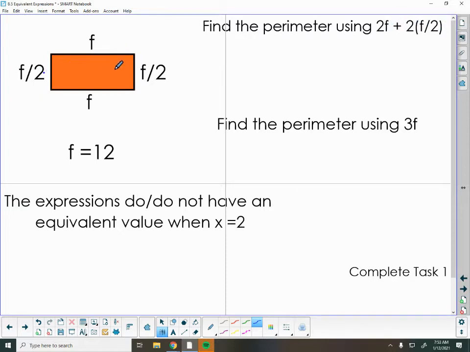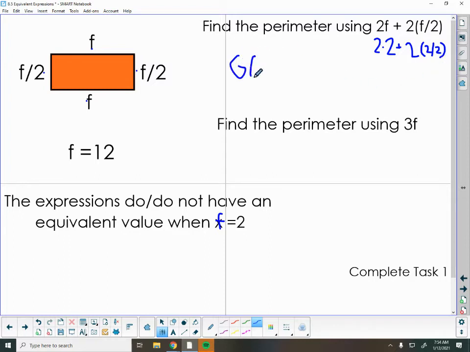So 2 f's, sorry, let me start that over. 2 f's, and then we have 2 times f divided by 2. And this should say f equals 2. So we have 2 times 2 plus 2 groups of 2 divided by 2. A lot of 2's here.